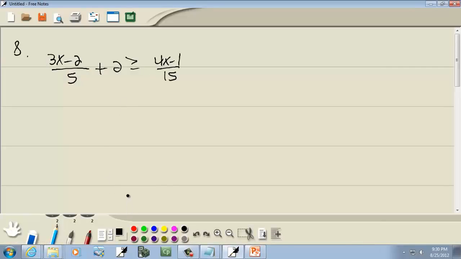Now our first step, get rid of parentheses. Don't have any. Second step, get rid of fractions. Multiply everything by the LCM of all our denominators. Now we got 5 and 15, so our LCM is 15. So multiply everything by 15. So multiply the first fraction by 15, multiply the 2 by 15, and then the fraction on the right side by 15.